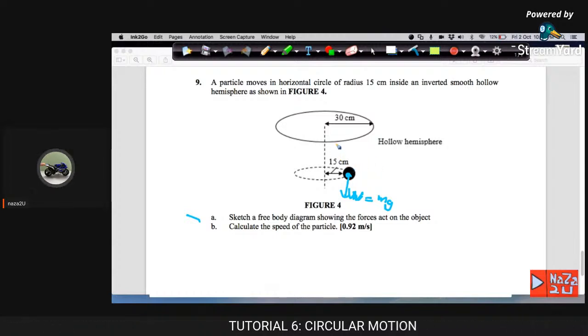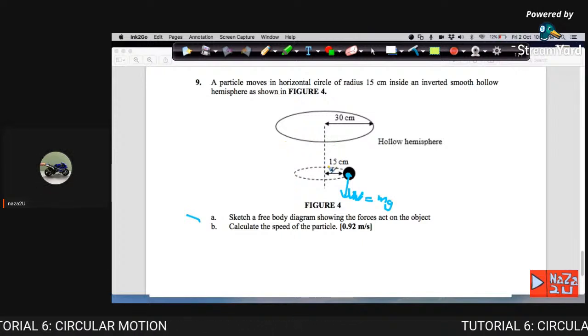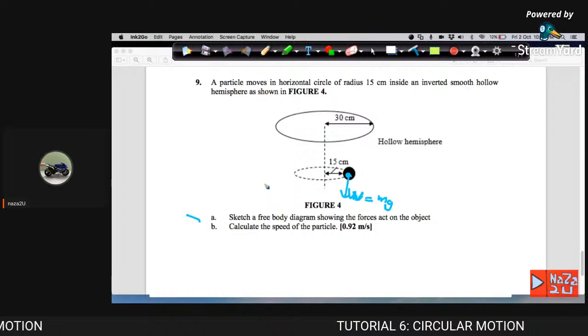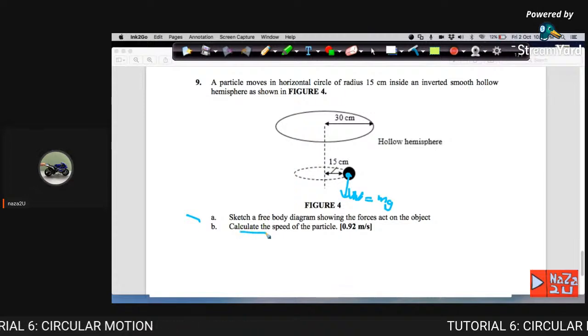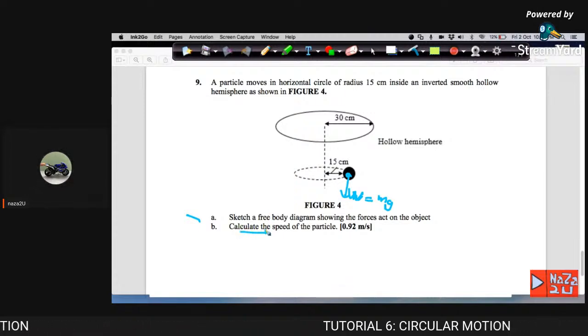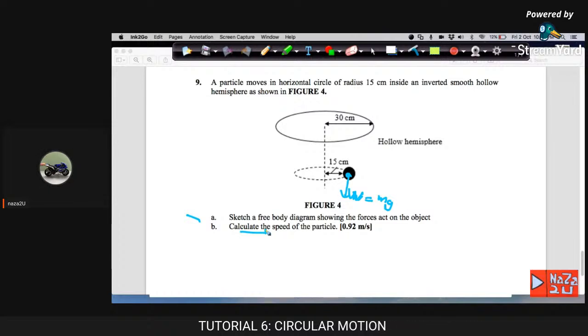Okay. So now the object is moving, rotating in a horizontal circle of radius inside. Okay, so number 2, calculate the speed of the particle.